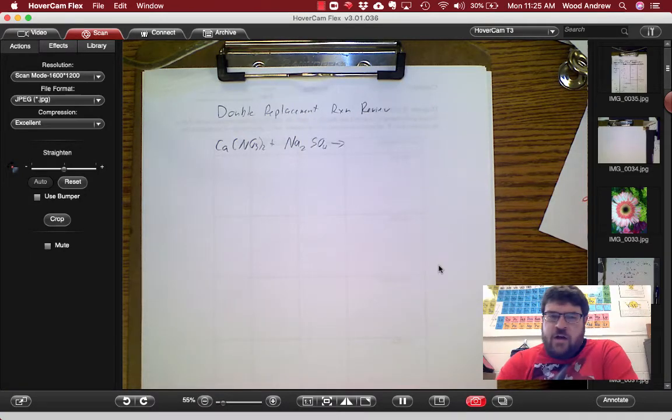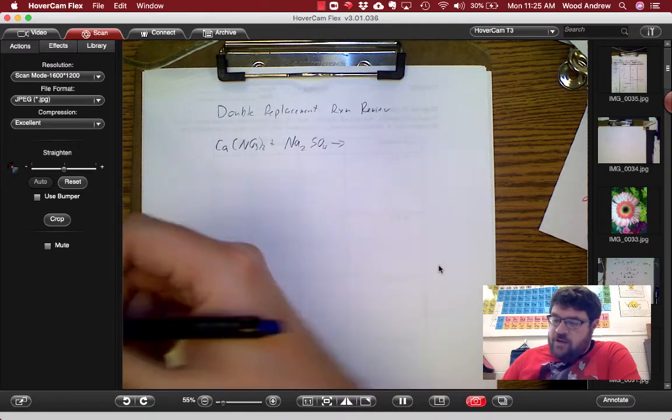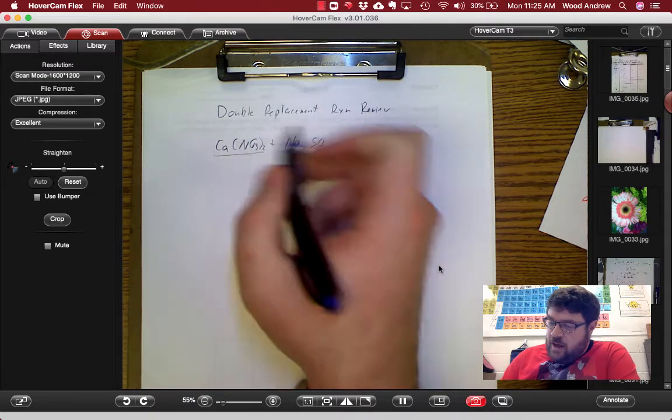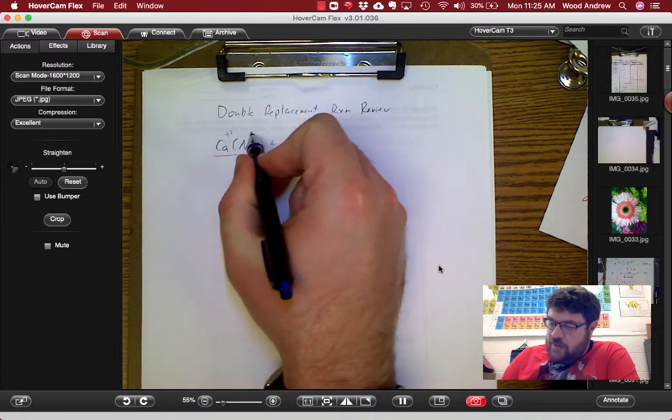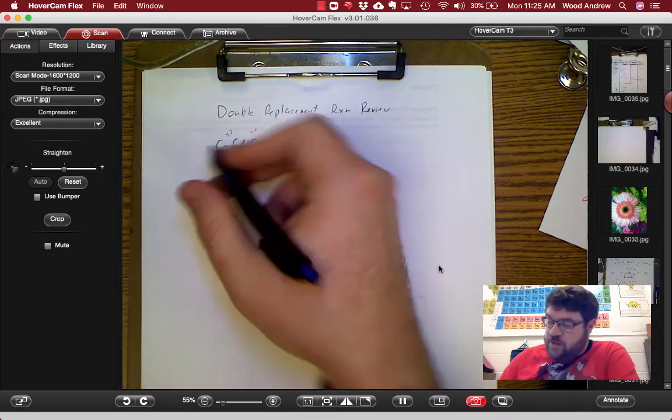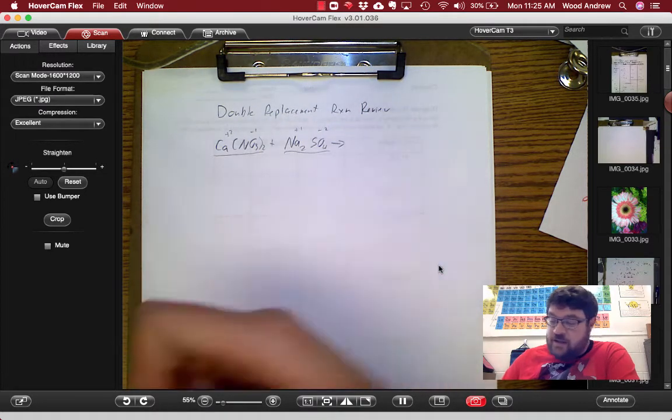Hey, chemistry class. Hopefully by now you're having an easy enough time with these double replacement reactions. Just thought I'd do a quick review of double replacement reactions before we move on to single replacement reactions, today's topic. So again, with double replacement reactions, remember I have two compounds, and the positive aspects are going to replace each other, right? So the calcium and the sodium will essentially replace each other.